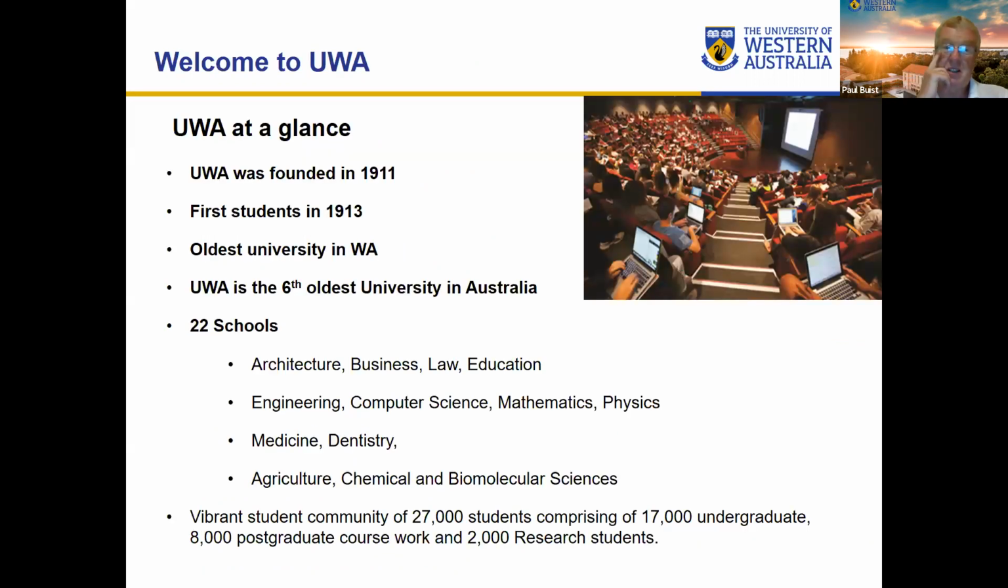Now, the University of Western Australia was founded in 1911. We took our first students in 1913. So we've been around over 100 years. We've been around a long time. It's the 6th oldest university in Australia.